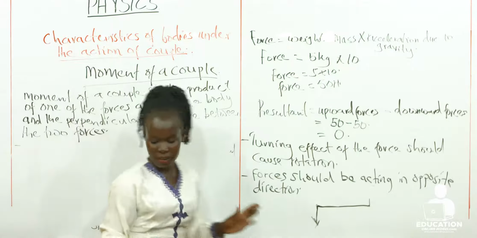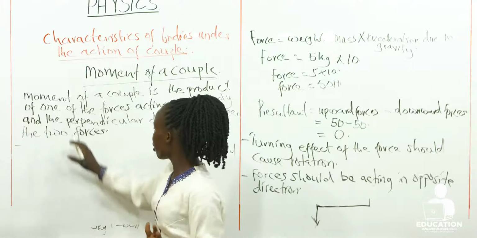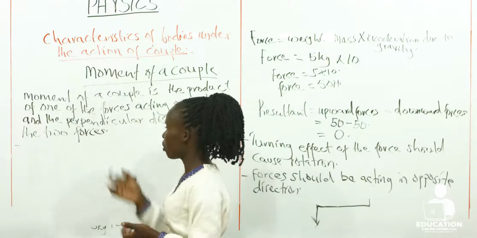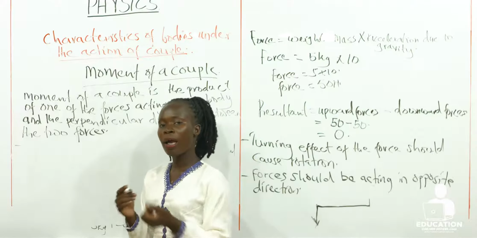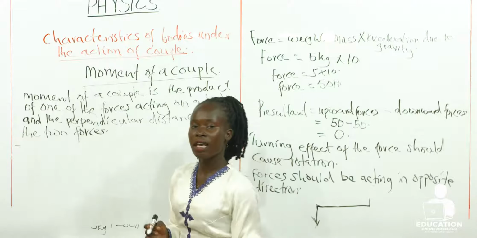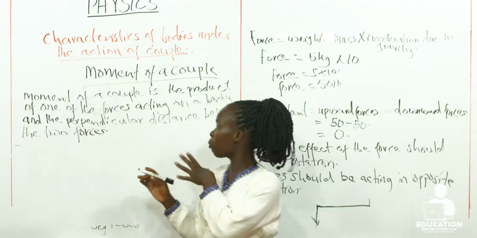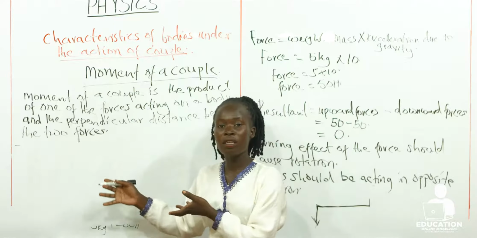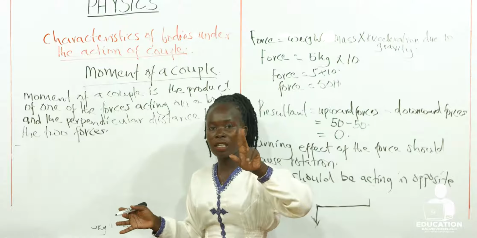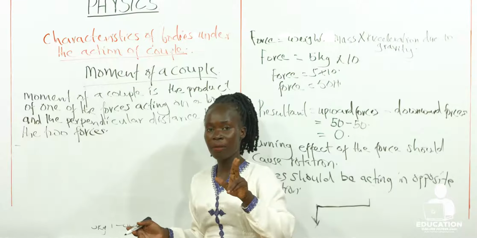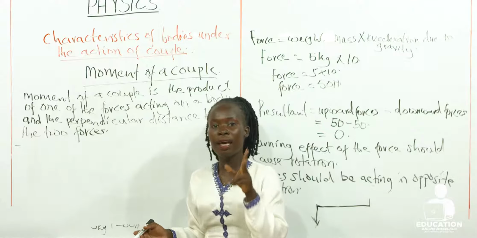So if it is like that, if we are saying it's the product of one of the forces and the perpendicular distance between them, why are we taking it as one force? Because for a body to be under the action of a couple, we need the two forces to be acting in opposite directions. They are parallel to each other, but they should be equal.